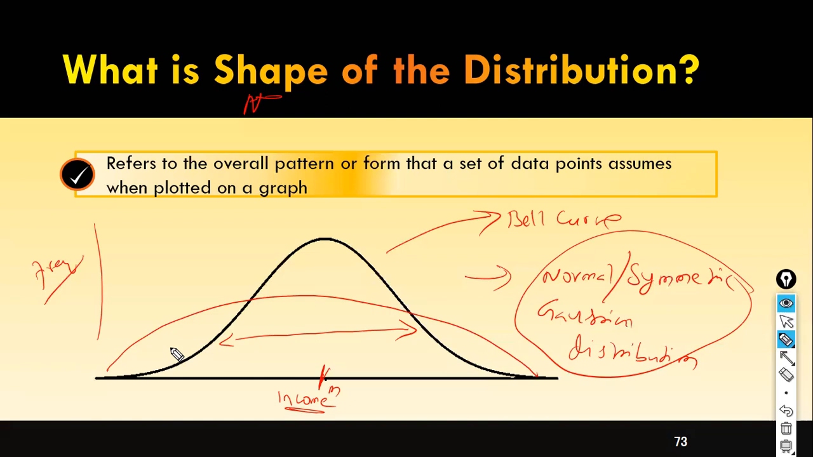How spread out are the given values in your data set? Take, for example, the case of income. Is the spread too wide, or is it not too wide?